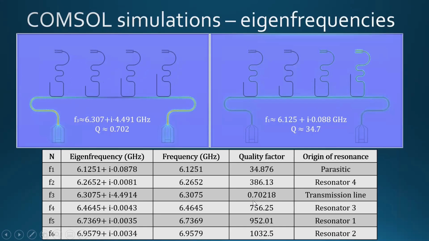And I'm not sure how COMSOL defines the quality factor, but we can see that the quality factor for this parasitic mode and the transmission line mode is much lower than for other resonances. They have a quality factor of order 1 to 10, compared to a few hundreds for other resonances.